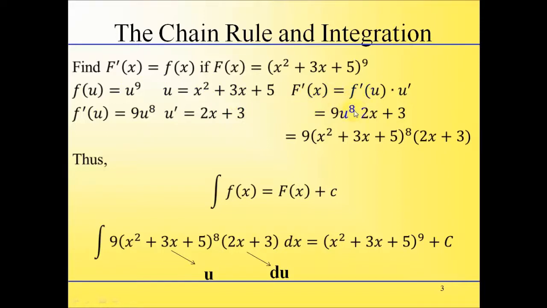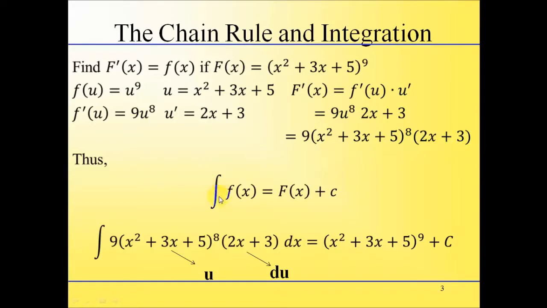Remember again about the chain rule. If we want to differentiate with the chain rule, it is equal to the derivative of the outer function, and then times the derivative of the inner function, right? F prime u times u prime. F prime u here is 9 u to the power of 8, and then u prime is 2x plus 3, and we can change u back with the function x squared plus 3x plus 5 times 2x plus 3.